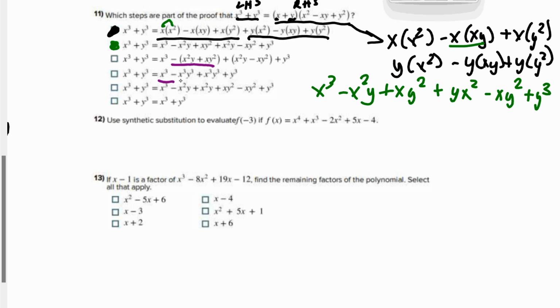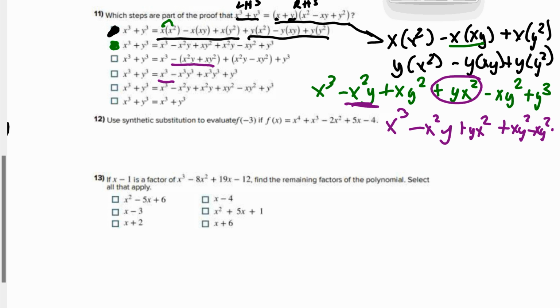And then this one, we notice that if we put all the negative x squared y together, we have an x cubed, and we have a negative x squared y, and then a positive x squared y, and then a positive xy squared, and then a negative xy squared, and then a plus y cubed. So this one has, like I was starting to say, but I haven't combined any like terms yet, right? Here I put those together, I still have 6 terms, so I'm on to that one.